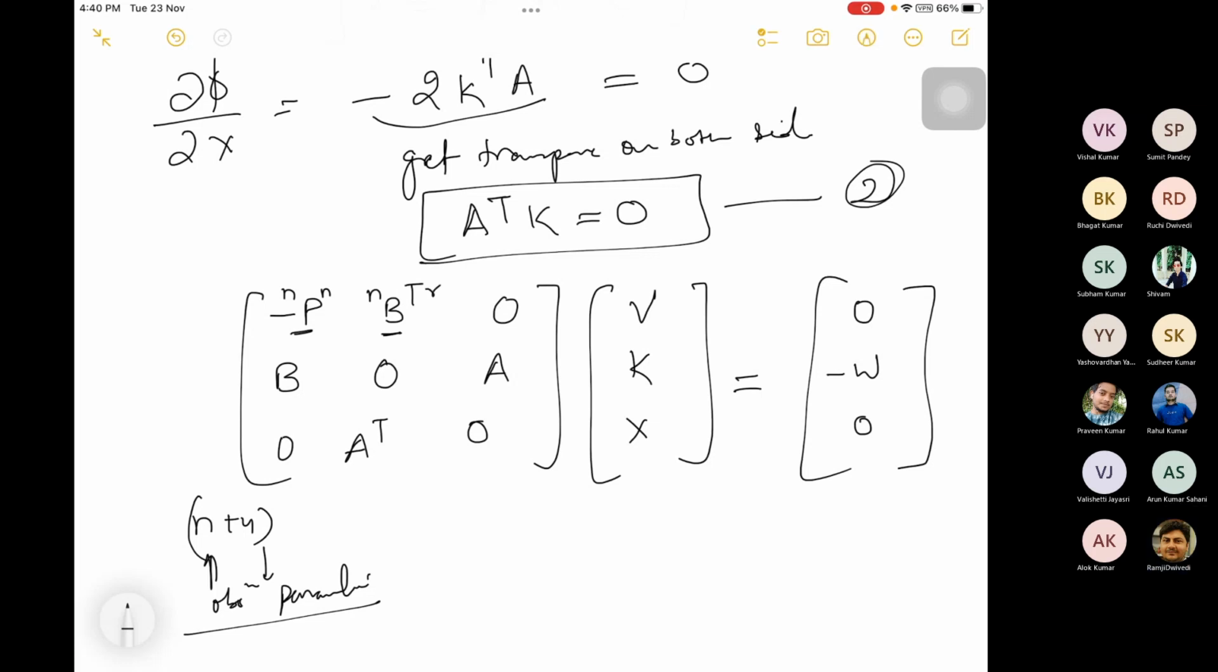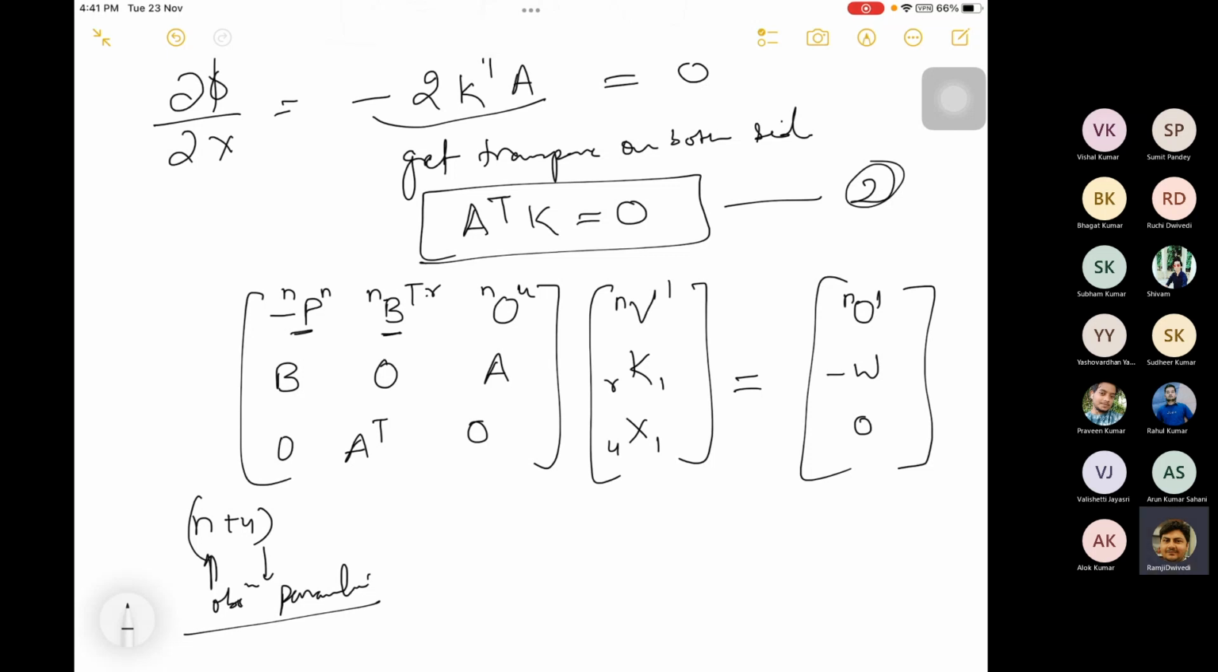Then this V is N cross 1. K is R cross 1. X is U cross 1. So if it is N cross N multiplied by N cross 1, it would become N cross 1. This N cross R multiplied with R cross 1 would become N cross 1. That also makes this 0 as N cross 1. What is this? This is N cross U multiplied by U cross 1, which would become N cross 1.